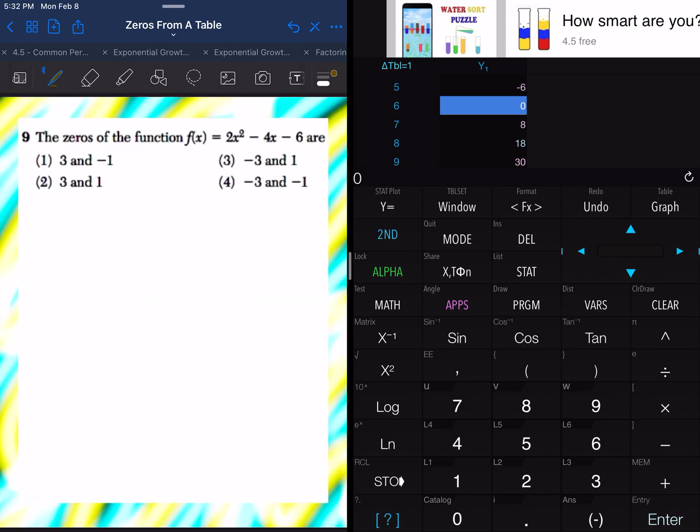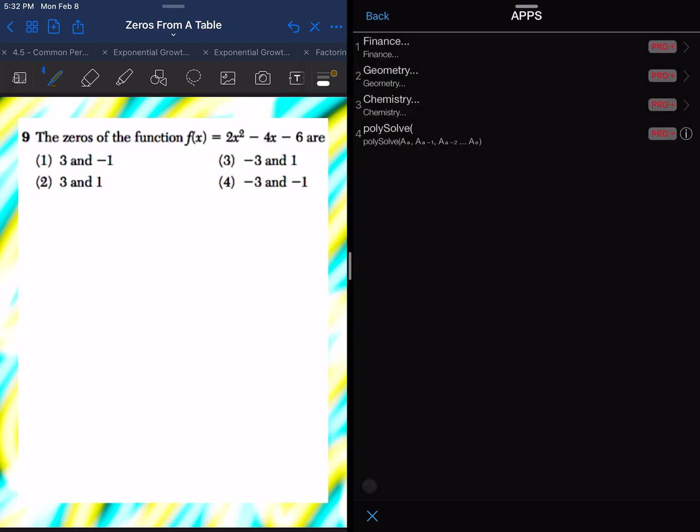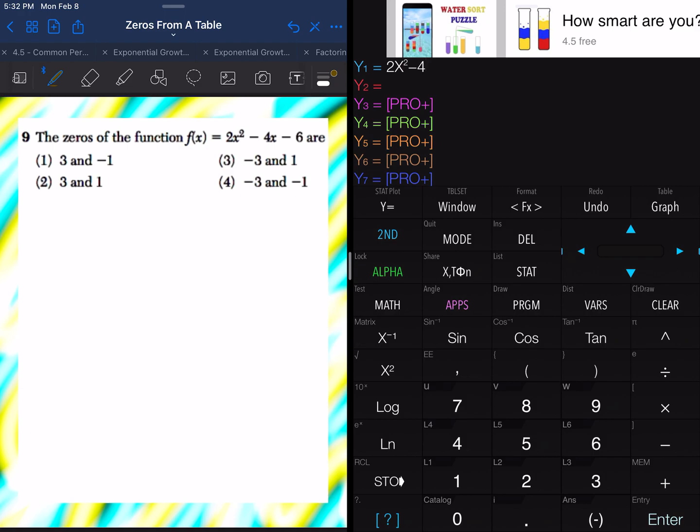Let's try another one. What are the zeros of this function? Remember, you go to y equals, hit clear, and type in 2x squared minus 4x minus 6, hit second graph to look at the table. What are your two zeros?